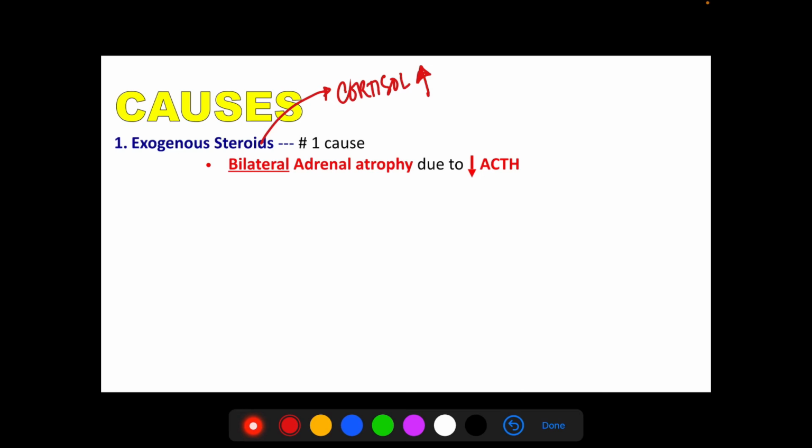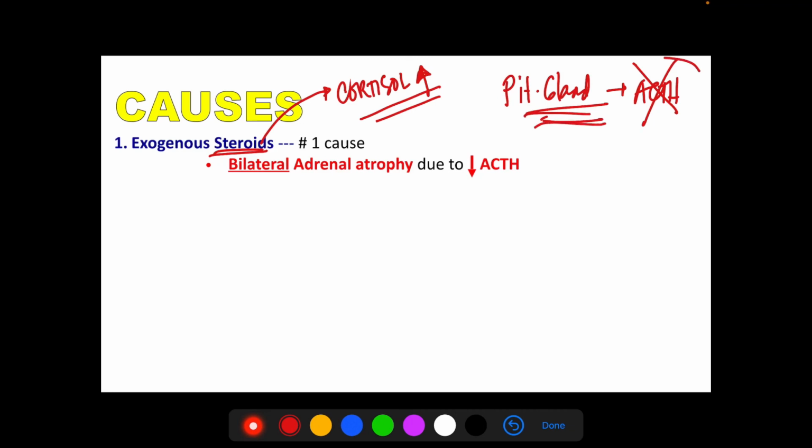pituitary gland. So the pituitary gland will not produce ACTH because again, the cortisol is already increased. But actually, it's not the cortisol that is a problem. It's the steroids acting like a cortisol. And because there is a negative feedback to the pituitary gland, meaning to say there is a lack of stimulation from this pituitary gland leading to a decreased ACTH production, the adrenal glands will atrophy.